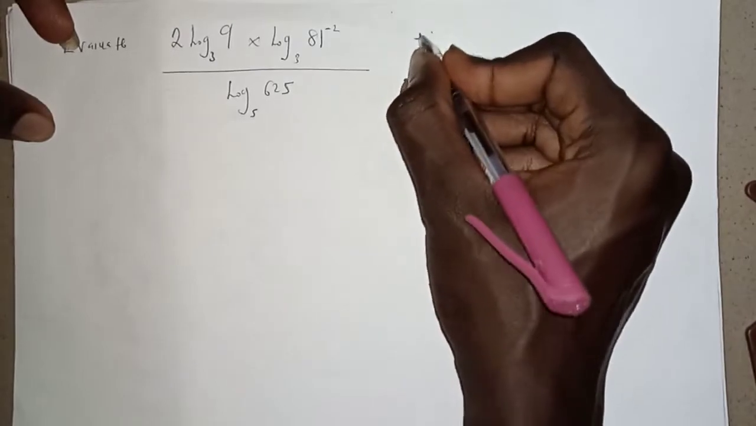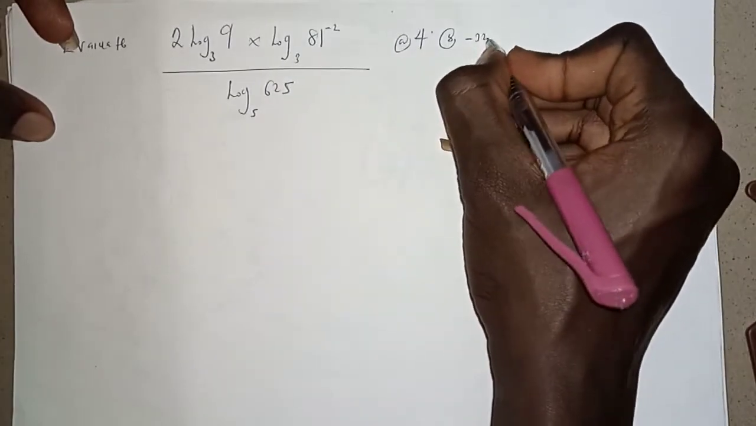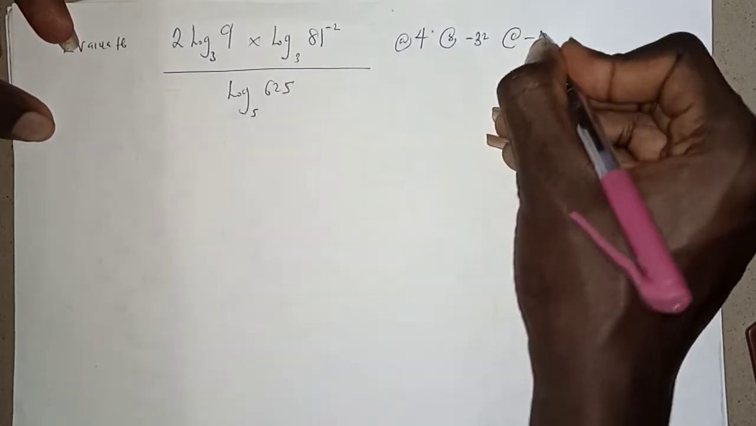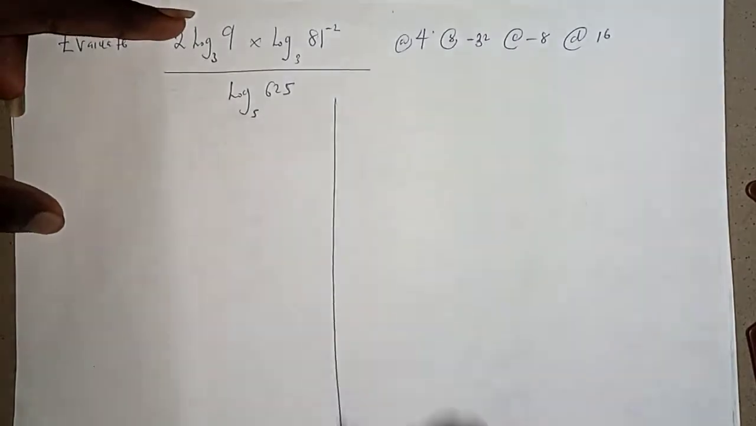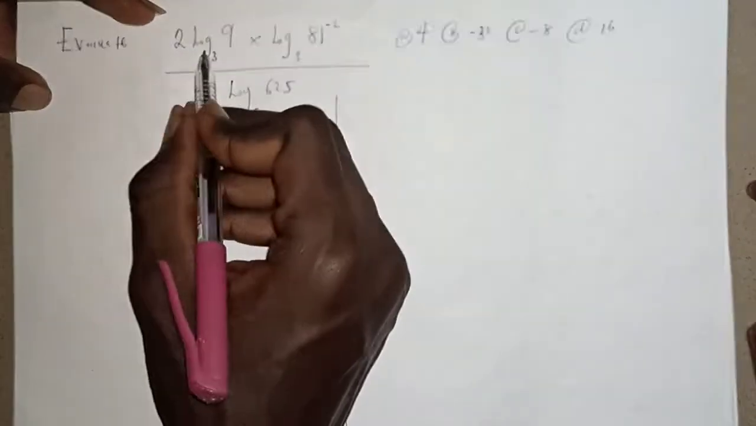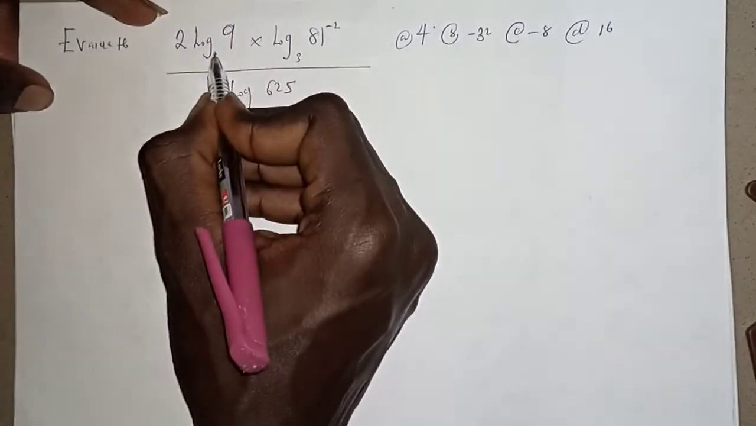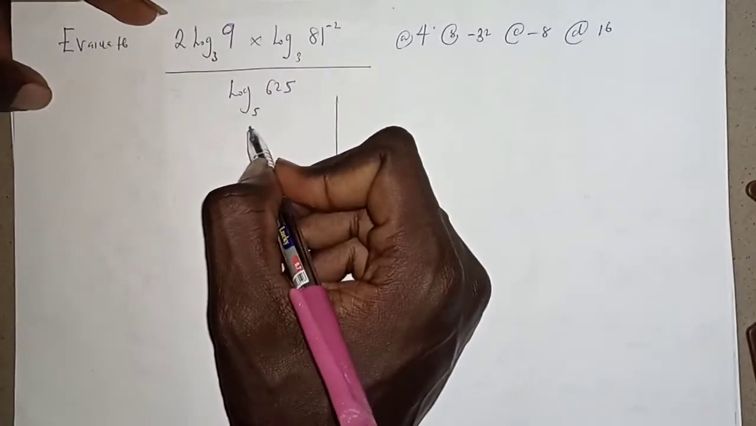The options are: Option A is 4. Option B is minus 32. Option C is minus 8. Option D is 16. Now let's quickly give a solution to this. The solution implies that I can decide to break down this 9. But at first, I would like to give you a hint.